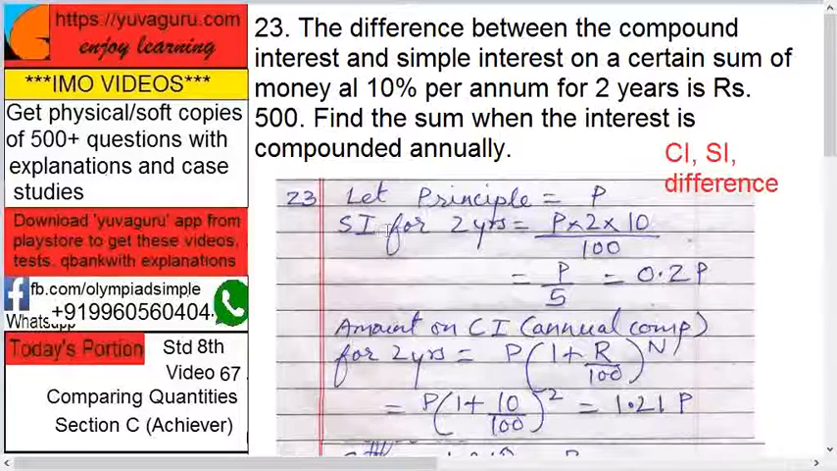Okay. SI for 2 years equals PNR upon 100. P into N is 2 into R is 10 upon 100. So solve this, you will get 0.2P. Right? Now you got SI.